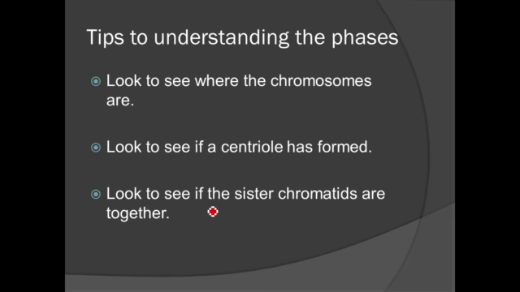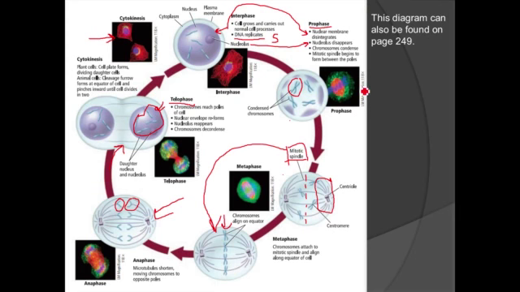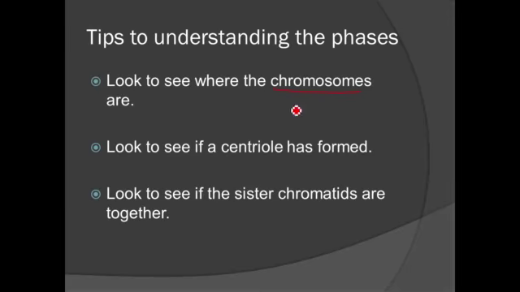Now, here are some tips to understanding what's going on in the phases and how you're going to begin to look at them for the assessments. First off, really look to see where the chromosomes are, because what the chromosomes are doing is really important to understanding the various phases of mitosis. So if you want to know what's happening, look at the chromosomes.